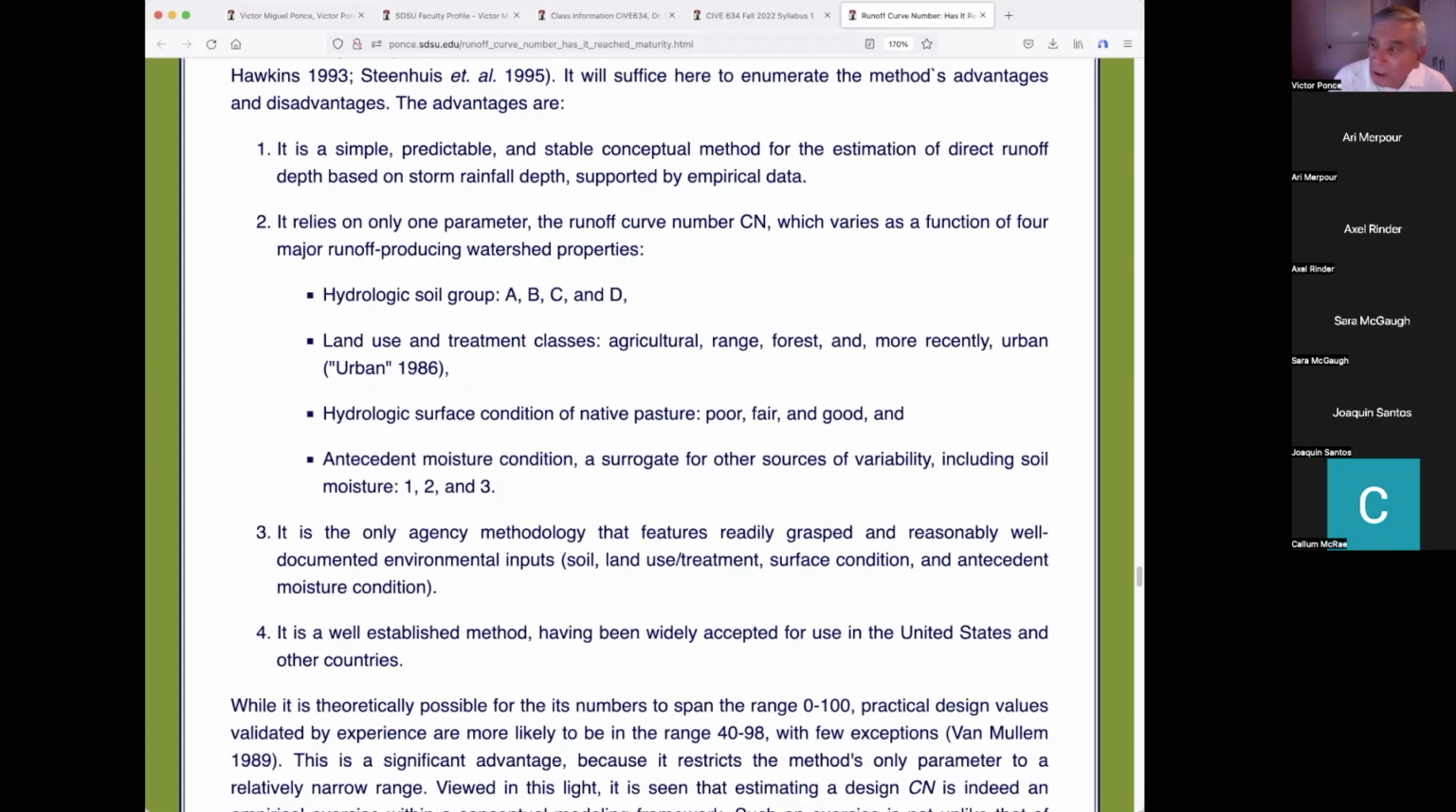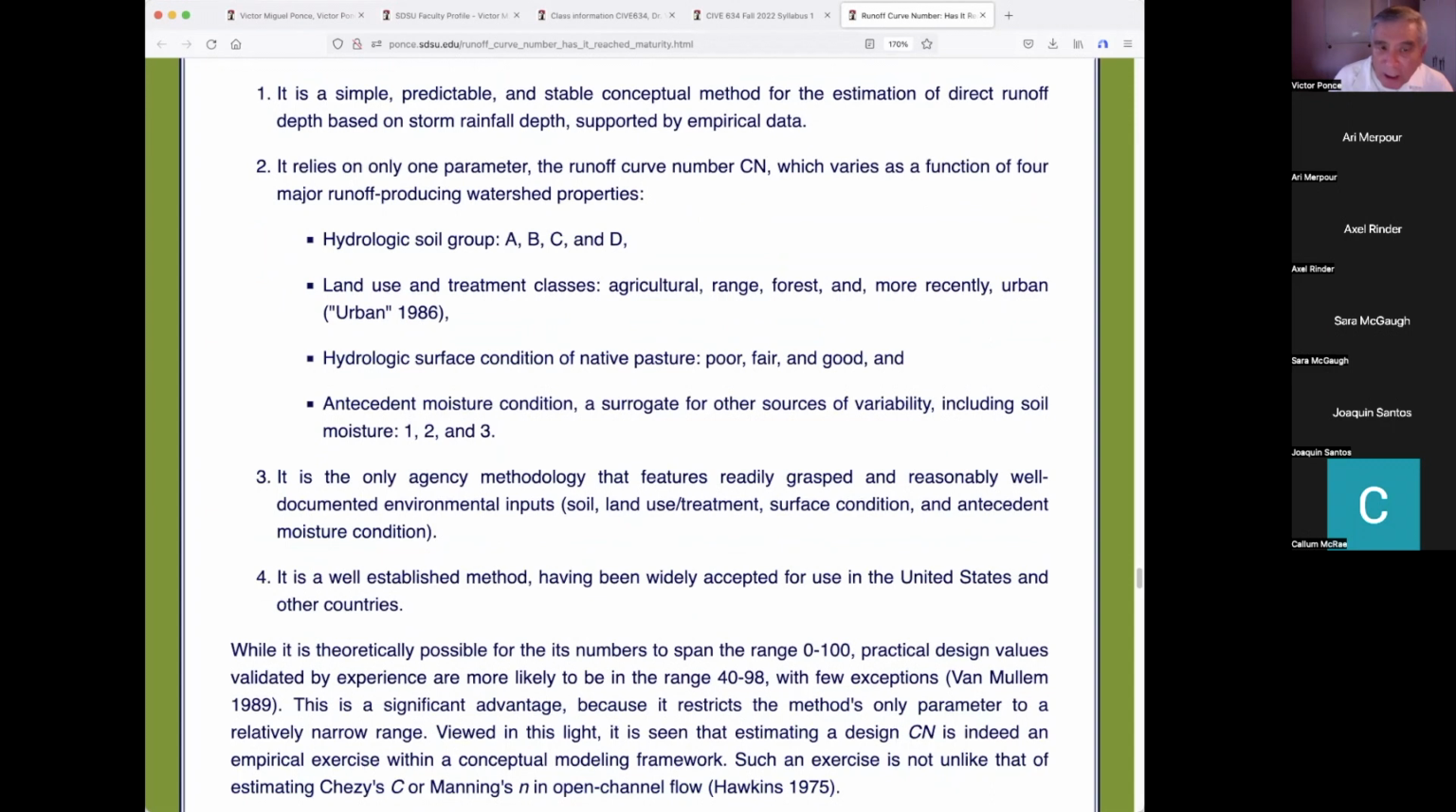Okay, it relies only on one parameter based on hydrologic soil group, A, B, C, D, from sand to clay. A is sand, B, less sand, C, silt, and D, clay. Land use and treatment classes: agricultural, range, forest, and more recently urban.